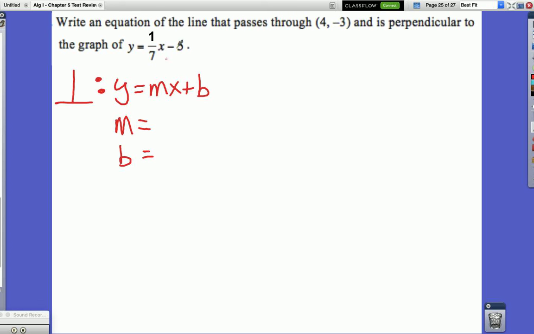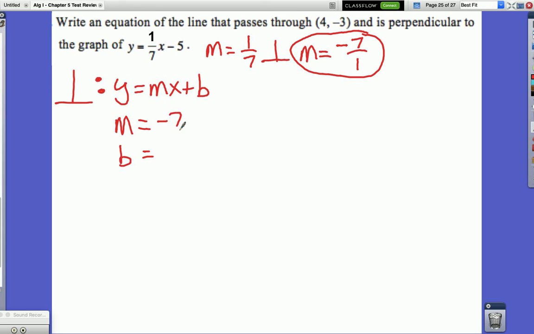So we look at the given line, and it has a slope of 1 over 7. So anything perpendicular to it will be the opposite of a positive, which is negative, and the reciprocal of 1 over 7, which is 7 over 1. That's our slope, negative 7.